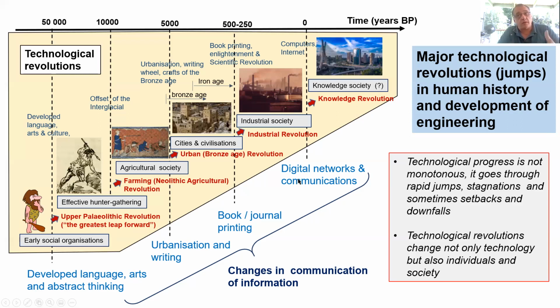Because of this, we might expect that this change in communications would be followed yet by another technological revolution, which we don't know exactly how it's going to look, but we call it a knowledge revolution, and the expected new state of society would be a knowledge society. You can see that each technological revolution results in a different type of society, as we just mentioned previously.